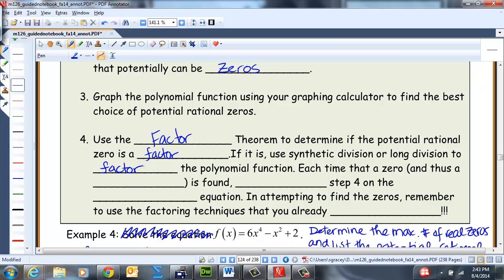So you'll use the division, you'll find a factor, and you'll rewrite your original function. Each time that a zero, and thus a factor, is found, repeat step 4 on the depressed equation. In attempting to find the zeros, don't forget about the factoring techniques that you already know how to do, okay?